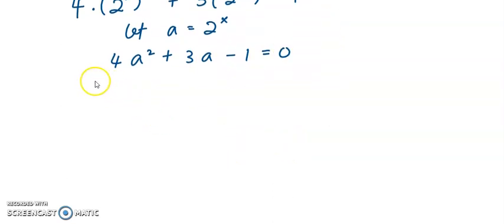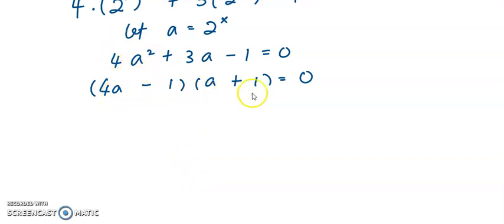Now I'm going to use the factorization to solve for the a first. I got my 4a, 1, 1. To get the positive 3a, this has to be positive and this has to be negative. Let's check. 4a multiplied by a, I got 4a squared. 4a multiplied by 1, 4a minus a, you got 3a. And negative 1 multiplied by 1, you got negative 1. Alright, now you have a equals to 1 over 4.